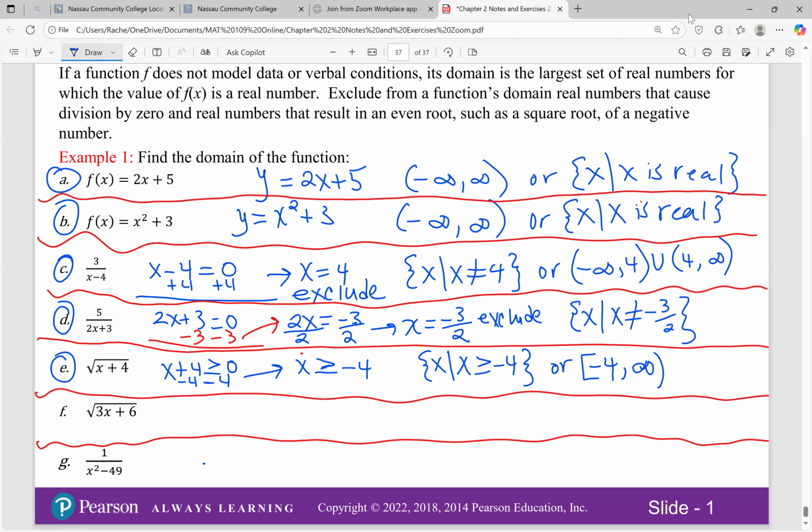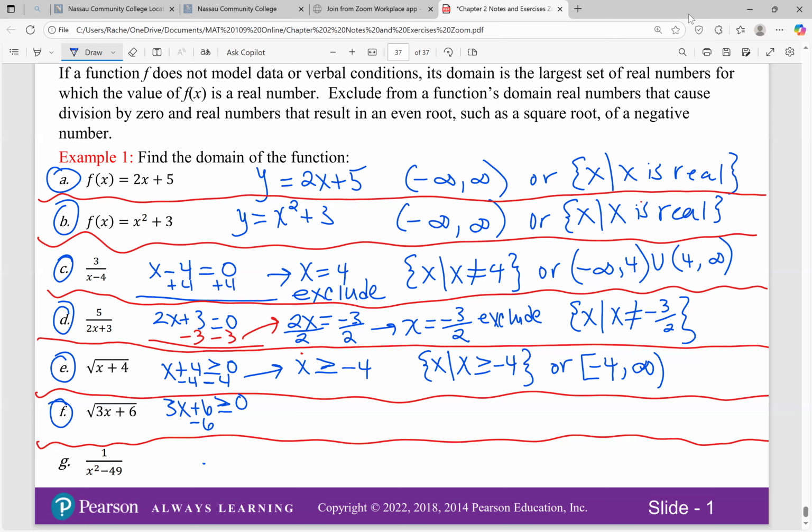So f is going to be very similar. We have the square root of 3x plus 6, and we want to figure out what the domain is of this function. And again, we can't take the square root of a negative value. So we have to make sure that whatever 3x plus 6 is, it stays greater than or equal to 0. So let's solve for x.